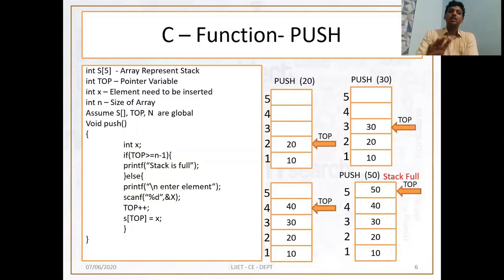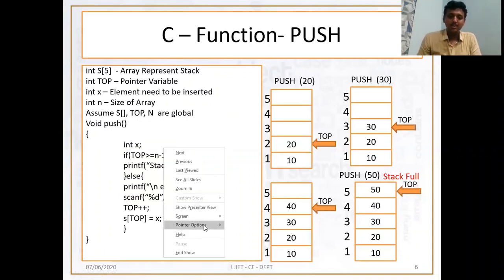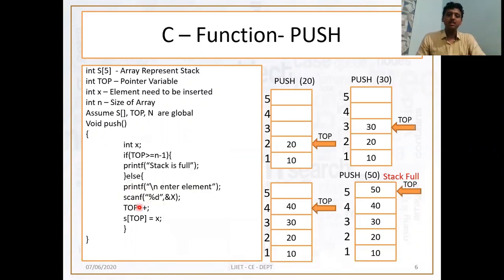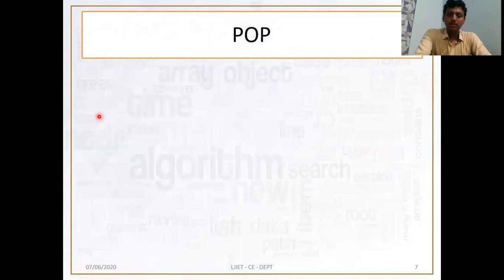Fine. So this is the C function for push. First, check the overflow condition. Second, get the value from the user. The next step is to increment the top pointer. And the last one is s[top] = x. Students, do we return something over here? No. That's why the return type is void. Fine. Okay, let's take another algorithm, that is pop. So what do you mean by pop?